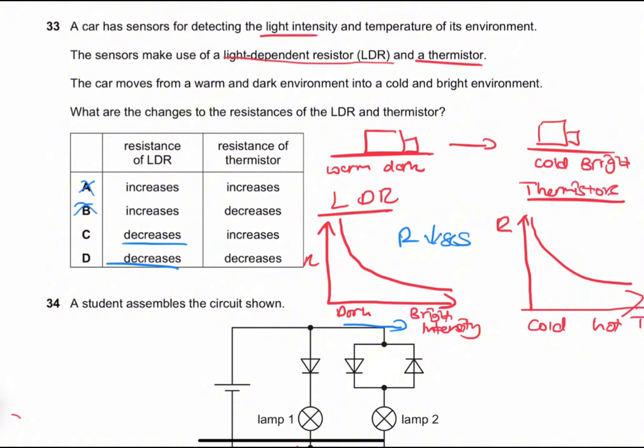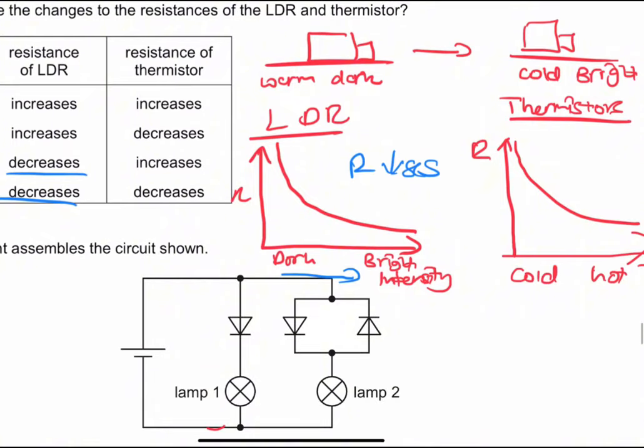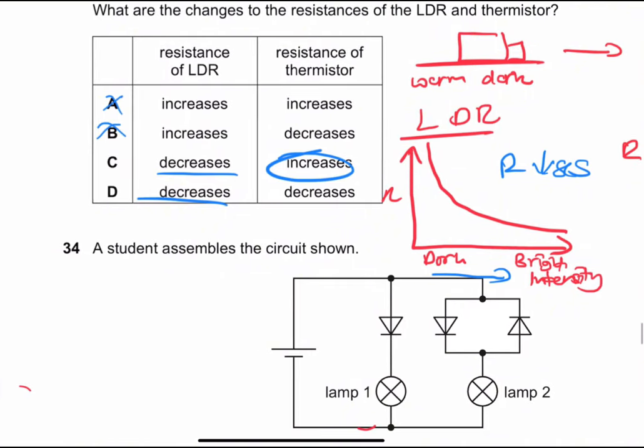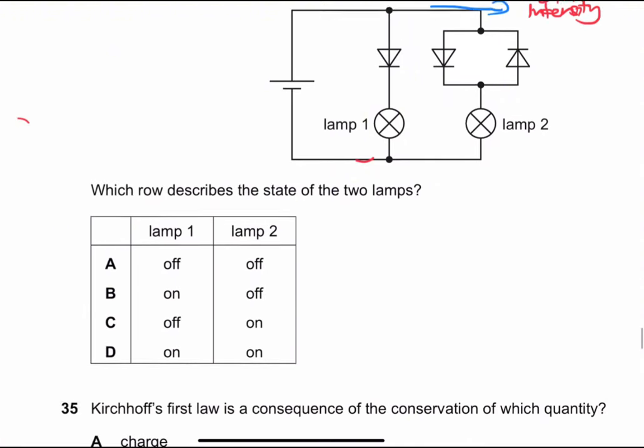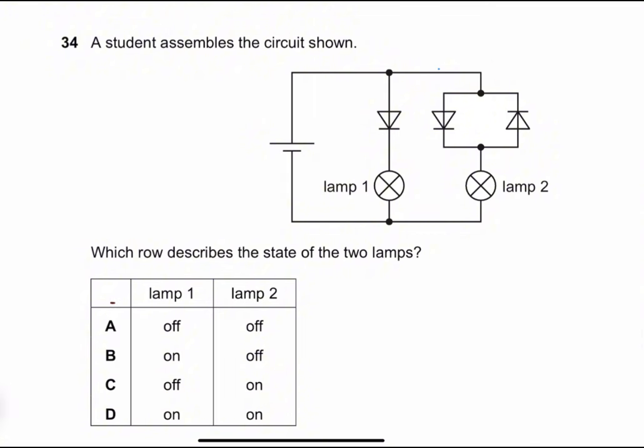And as we go from a warm to a cold environment, as you can see from my graph, it means that my resistance what? Increases. So the LDR decreases and the thermistor increases, so the answer is C. Very important. Move on to question 34.